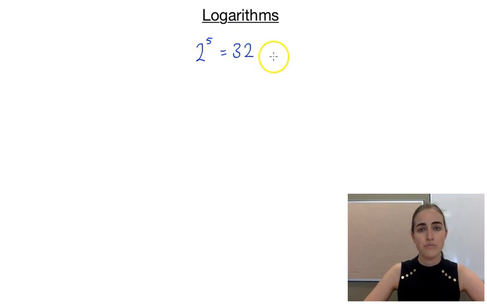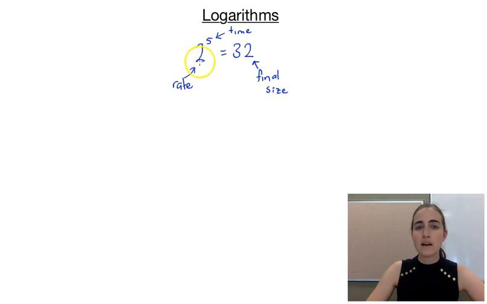answer of 32. So what's happening in this equation is this number here, this 2, is the rate at which something is increasing each time. The 5 is telling us how many times it's increasing, and this gives us our final size of our answer. So the 2 means that it's doubling every time. The 5 means that we're going to double it 5 times, and we get a final answer of 32.